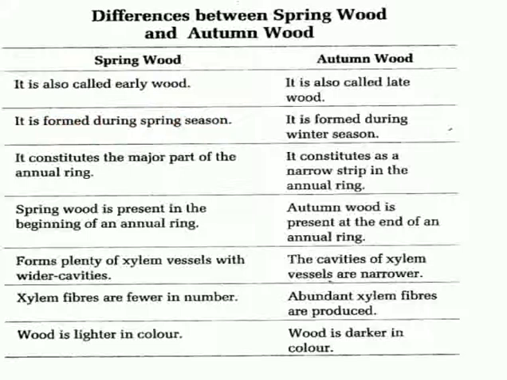It constitutes the major part of the annual ring because the cambium is very active. Spring wood is present in the beginning of the annual ring and forms plenty of xylem vessels. Definitely this wood is lighter in color and has lower density, whereas in winter the cambium is less active and forms the autumn wood, which is also called the late wood. It is formed during the winter season, and in the late wood the xylary elements have narrow vessels, and that's why it is called the late wood.